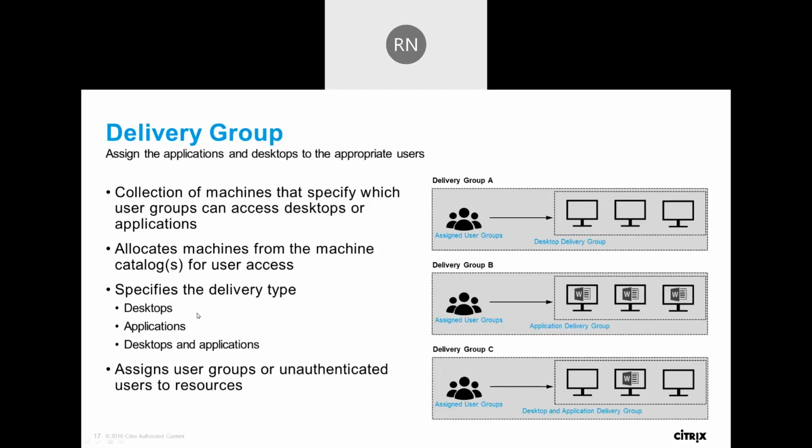As for the delivery type, we can deliver only desktops from the delivery group, or only applications from the delivery group. Both applications and desktops can also be published to the users from the delivery group. These are the three types of delivery groups we can create. Assign users, groups and unauthenticated users to resources. This point is not needed. This is an important topic.